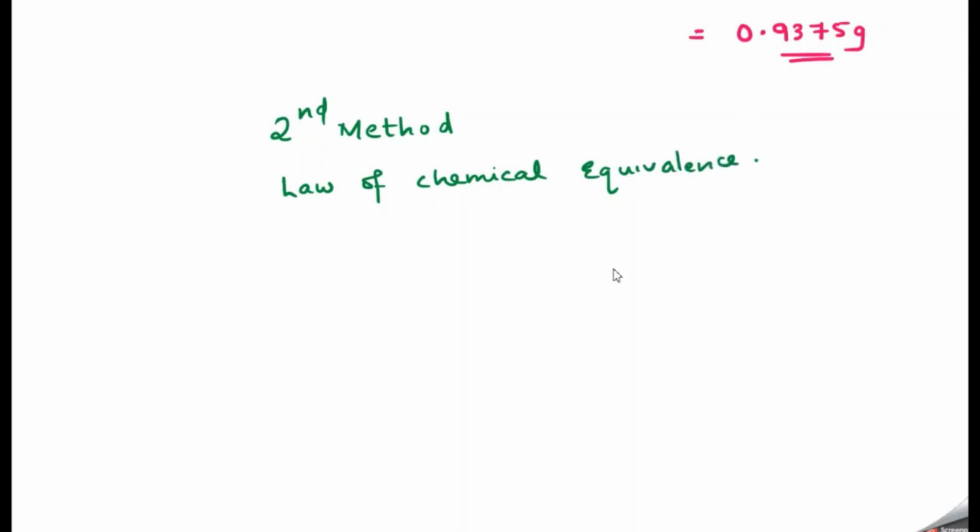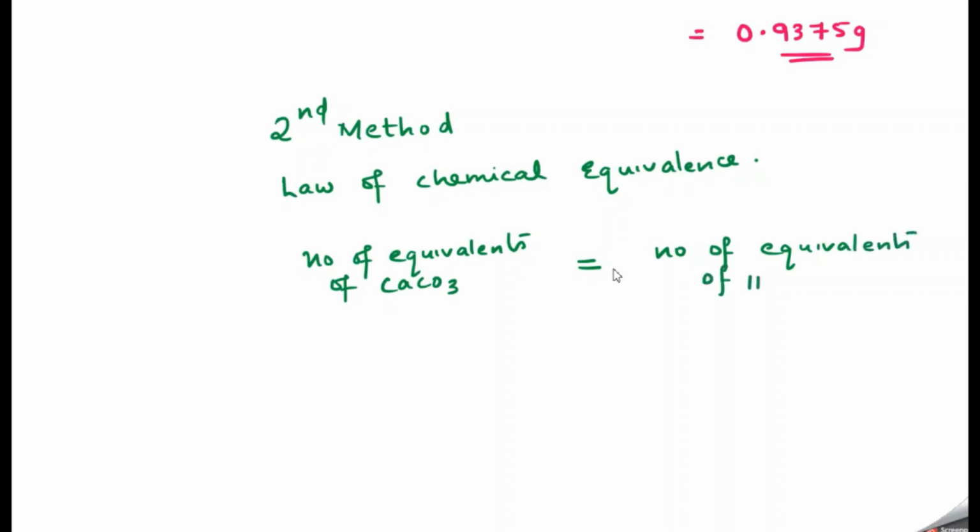Now, as per this law, what is the law stating? The law states that the number of equivalents of the reactants and products always remain the same. So we can say that the number of equivalents of calcium carbonate should be equal to the number of equivalents of hydrochloric acid. So let's find out the number of equivalents of hydrochloric acid. So number of equivalents of HCl is equal to, how to find that? First we will find it out.